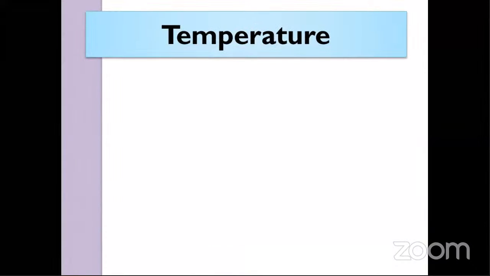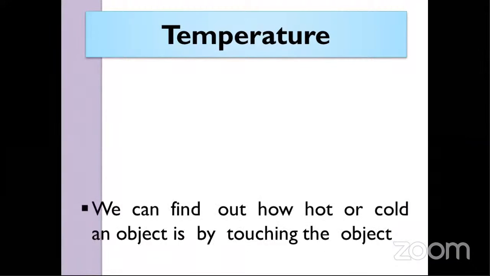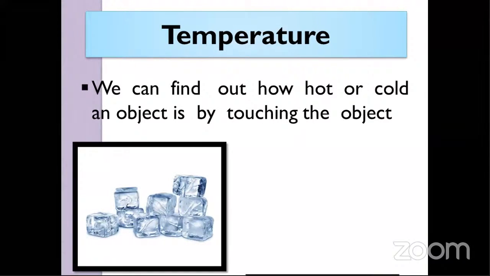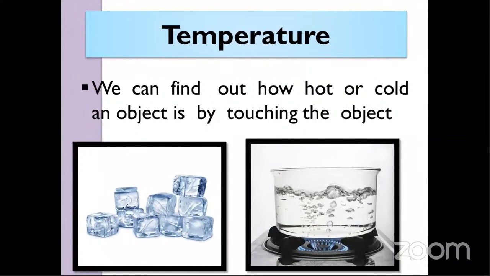Next point is temperature. We can find out how hot or cold an object is by touching the object. It means that, see here, the pictures I have shown to you. Our sense of hot or cold is relative. When we touch the object, at that time we say it is cold or it is hot.